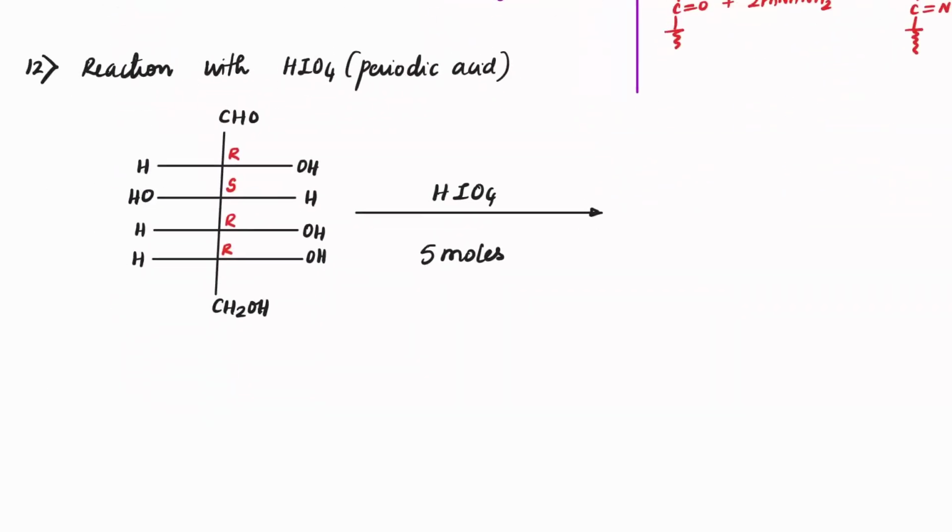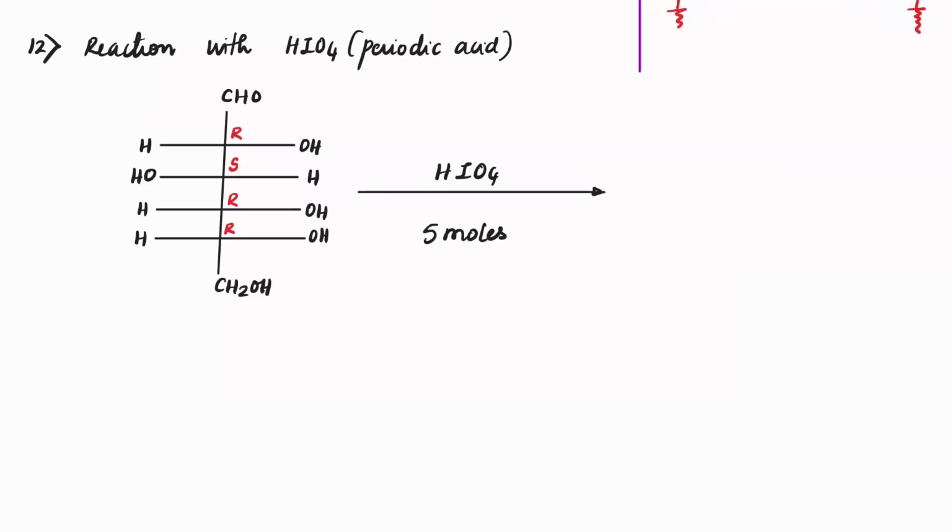Next, let's see the next reaction of glucose. The next reaction is with periodic acid. Periodic acid, we have done it many times in alcohols also. So let me quickly remind you.